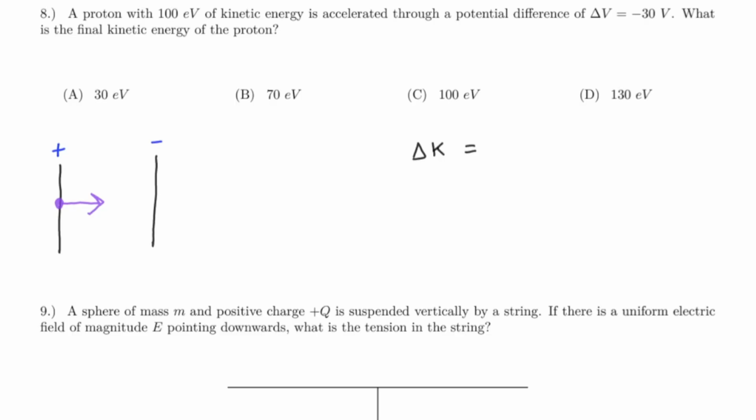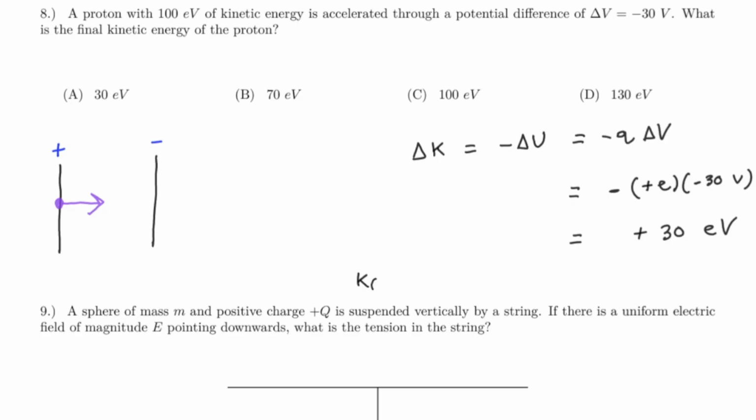We can just conserve energy, because any change in kinetic must come from the opposite of whatever the change in potential was. And to find potential energy change, we can just do Q times delta V. So my Q, since it's a proton, is just 1 elementary charge unit, and then my delta V was -30 volts. So this tells me my change in kinetic energy is +30 eVs. So this means my final kinetic energy is just my initial kinetic energy plus my delta K, which is 100 plus 30, which is 130 eVs.